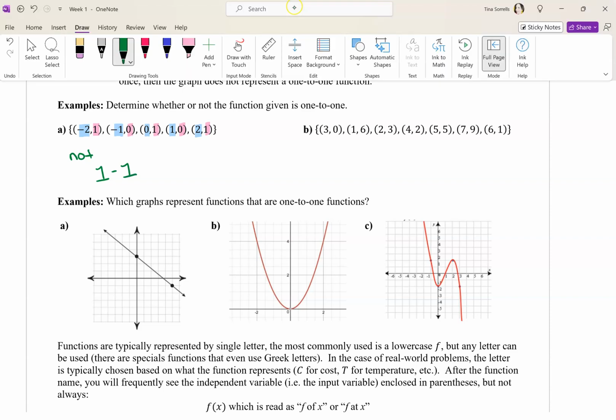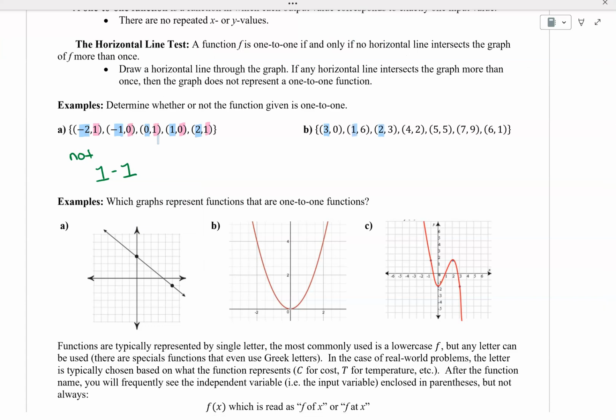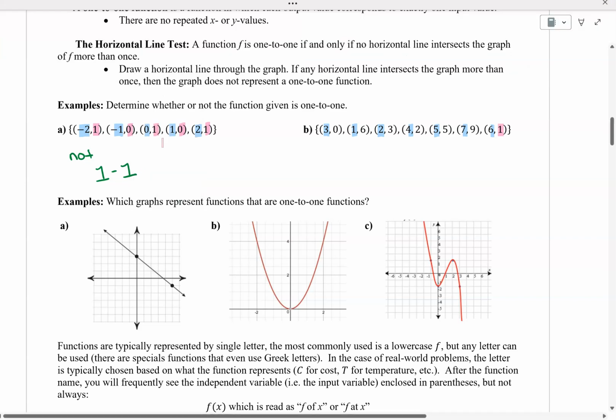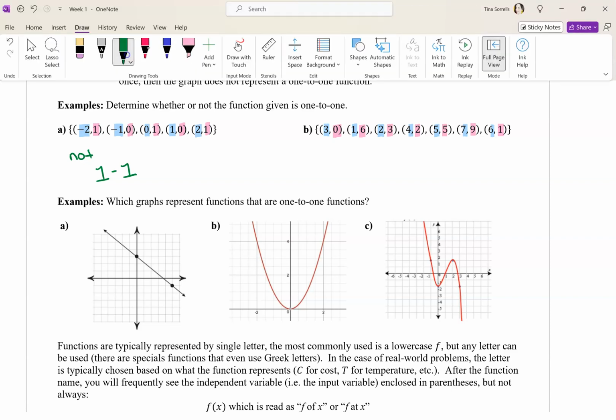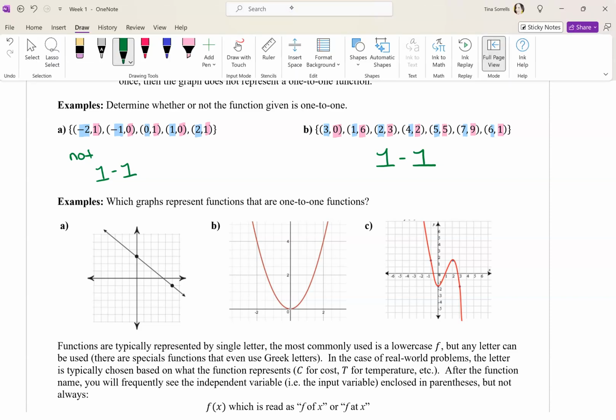So let's do that again. Let's look at the x's first. Here, here, here, here, here, here, and here. Okay, did those repeat? Now let's go look at the y's. Here, here, here, here, here, here, here. So the answer should have been to both of them that they did not repeat. So this one is 1-to-1. What I like about the next one is the graphs to me are just so much easier.